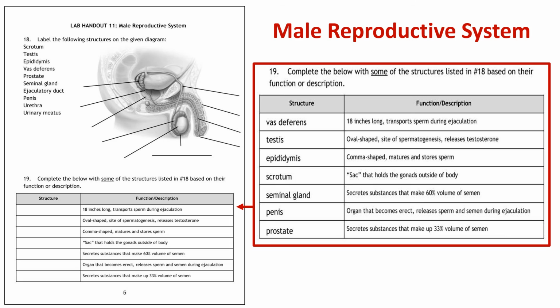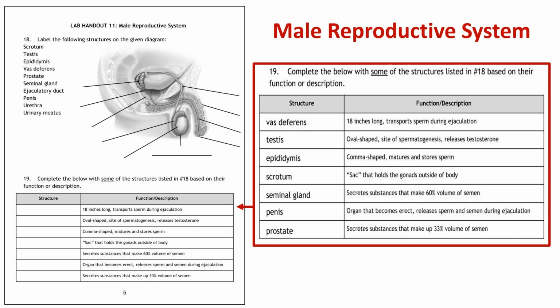Then we have epididymis, comma-shaped, matures and stores sperm. Scrotum, sac that holds the gonads outside the body.